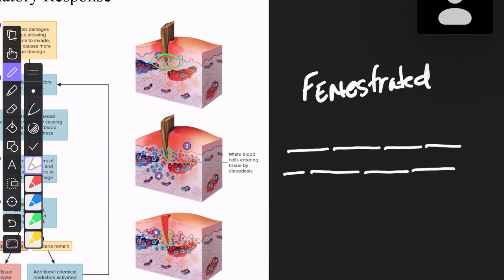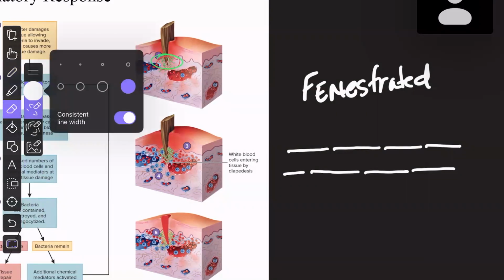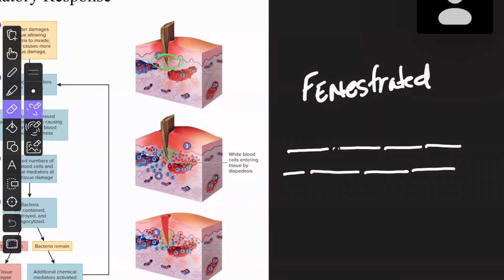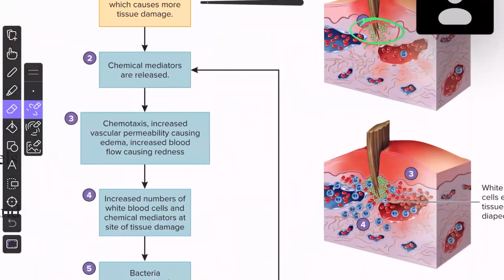When I go from a small capillary to a bigger capillary, shrink my eraser down here, my spaces get bigger. So now I'm more permeable, right? These fenestrations, these gaps get bigger to allow larger cells to be able to squeeze through them. Okay, so that is the increase in vascular permeability.